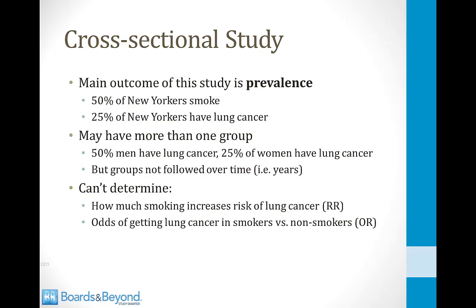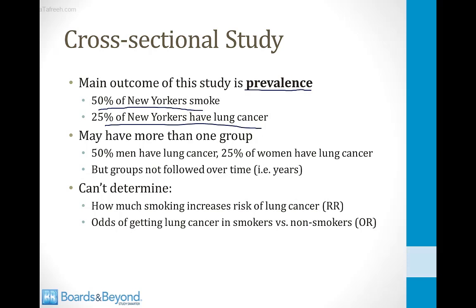The main outcome of a cross-sectional study is prevalence of disease, prevalence of exposure, prevalence of risk factors. We're just trying to determine how much of it is out there right now. So for example, a cross-sectional study might determine that 50% of New Yorkers smoke and that 25% of New Yorkers have lung cancer. And you can sometimes have more than one group, so don't get confused if there are two groups and think it's some other type of study.